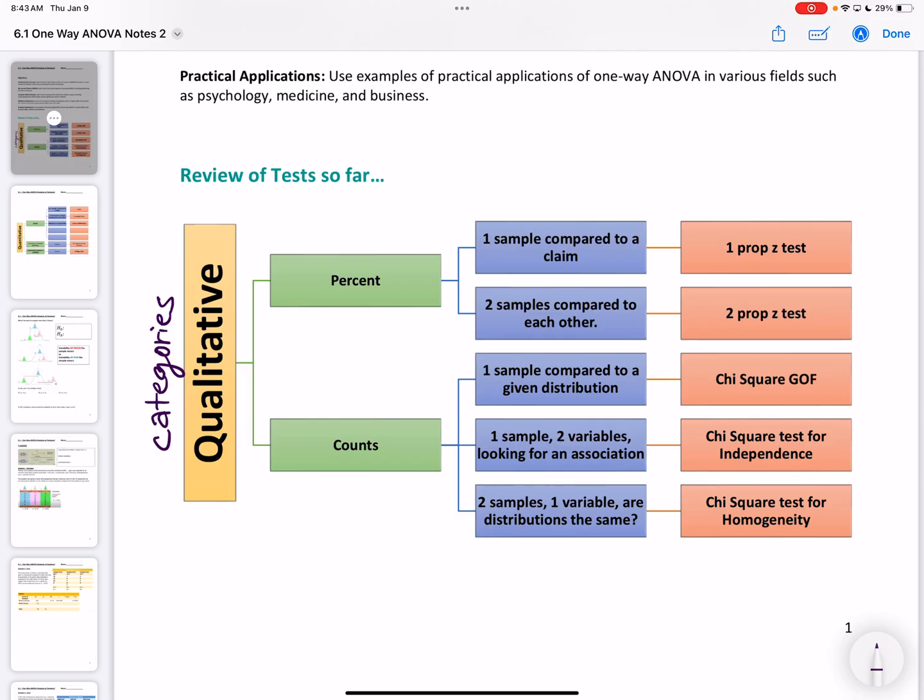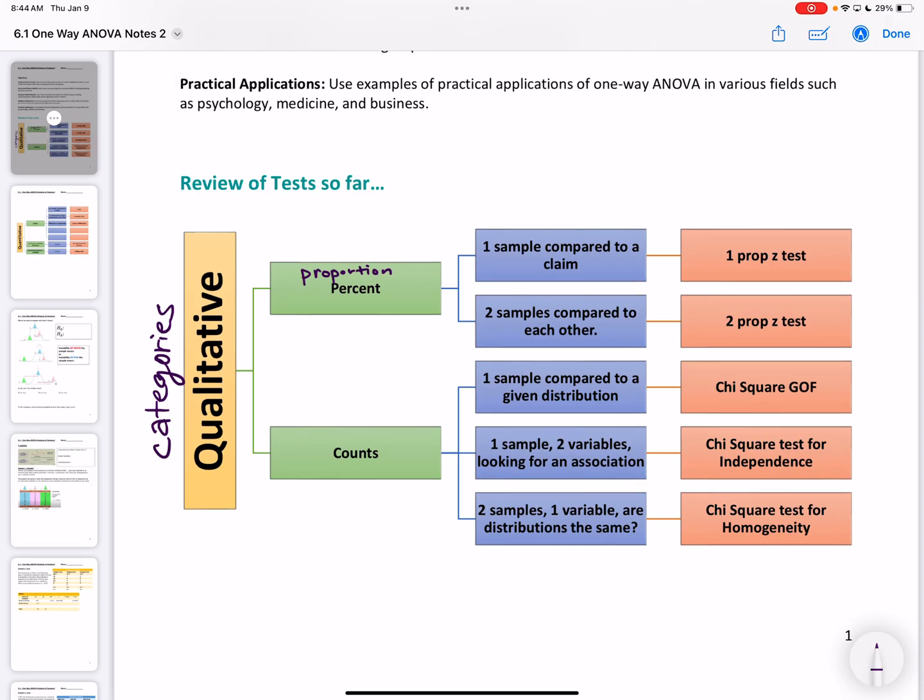If we're looking at a percent, that's also called a proportion, okay? So if you have one sample compared to a claim, that's just a one prop Z test. If it's a one prop Z test, then your null will be p compared to a claim. I'm just going to put a box. I could make that equals, greater than or equal to, or less than or equal to. So the null will be p, which is a proportion, compared to some claim.